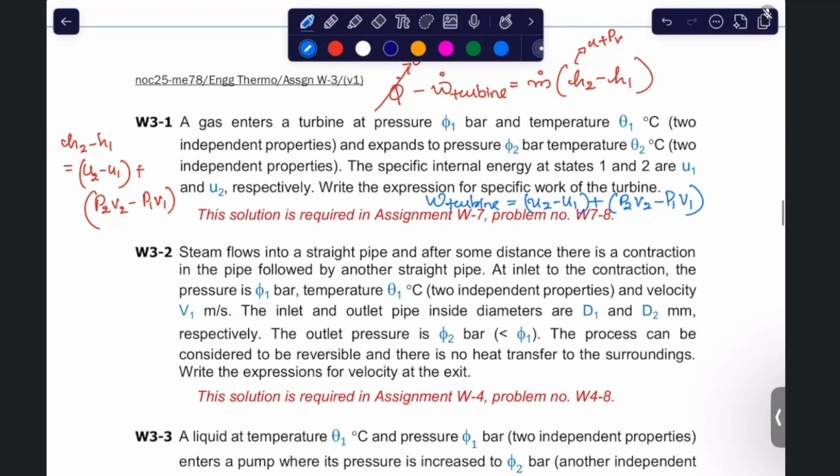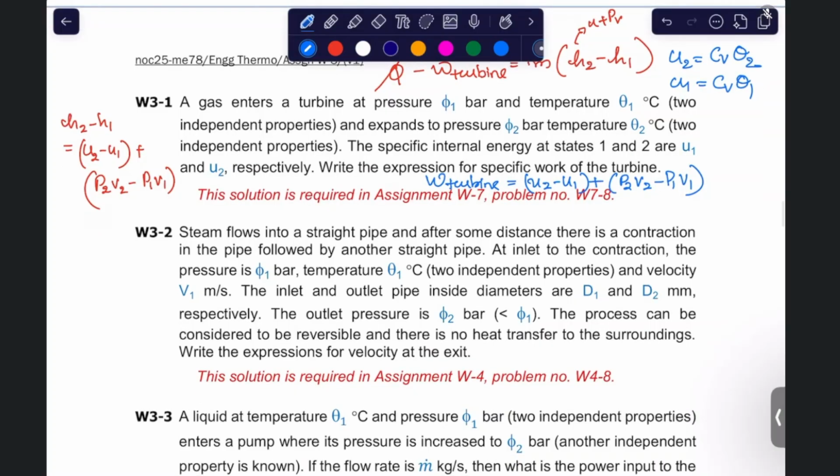So U2 equal to CV theta 2, U1 equal to CV theta 1, then P2 equal to Phi2, and P1 equal to Phi1. That's it. But you don't need to compute this one because U1 and U2 are directly given as specific internal energy. So that is the answer.